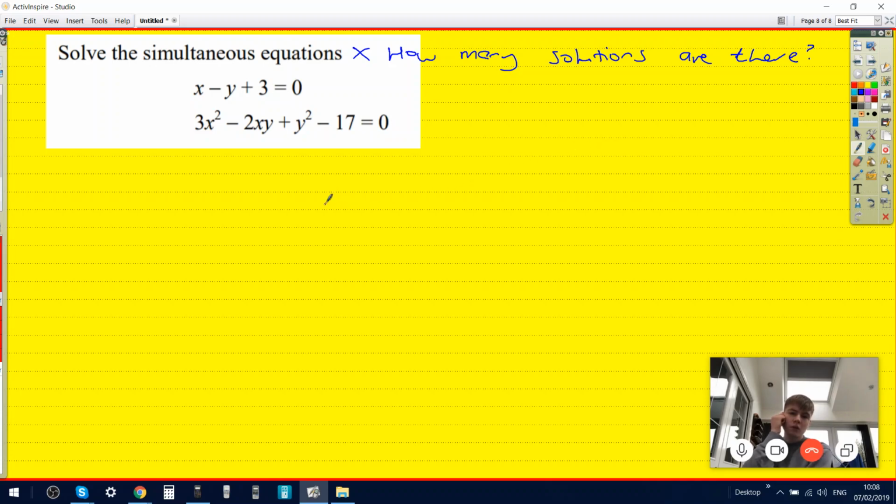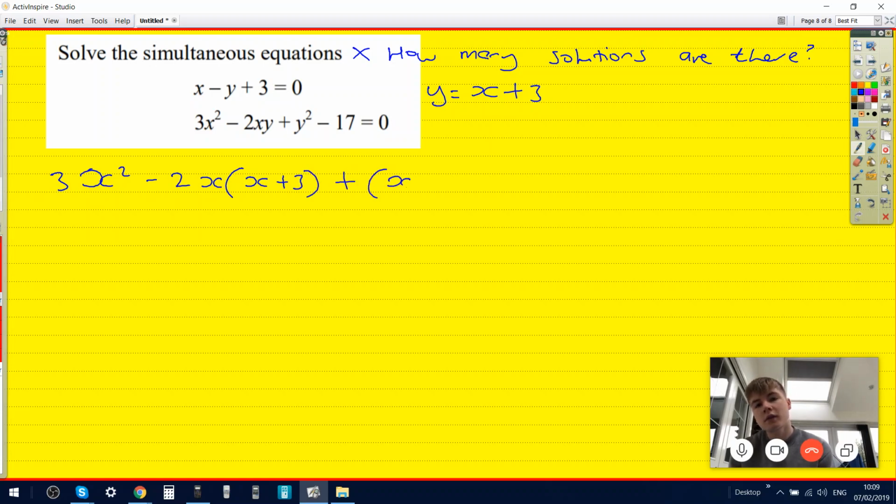Simultaneous equations. Can you divide the bottom by the top? How does that work? Well, this one on the top, what would that be if you made it y equals? Y equals x plus 3. And so in this second one, what could you replace every y with? X plus 3, yeah. It's a substitution method. Yeah, it's coming back. So instead of y, it's x plus 3. And what would you get there?